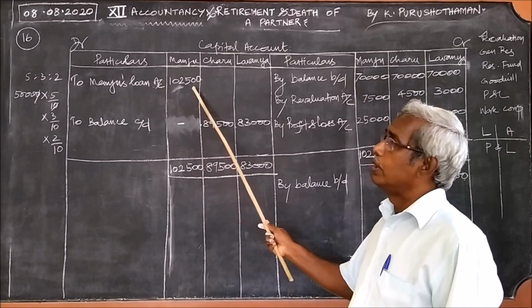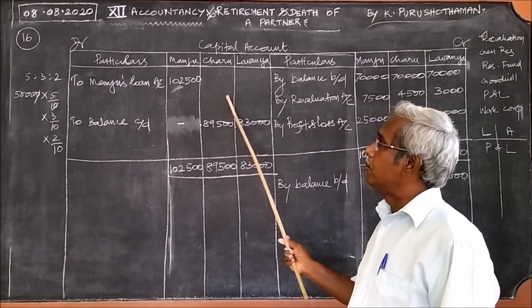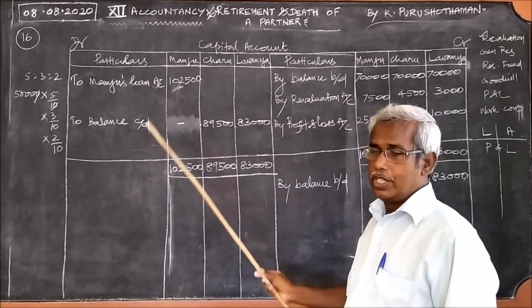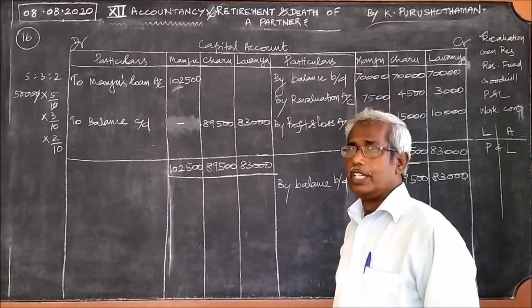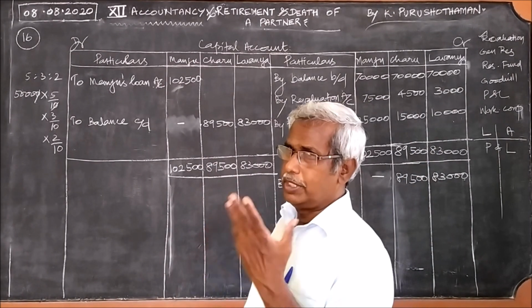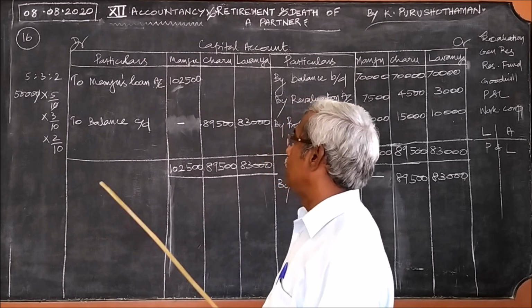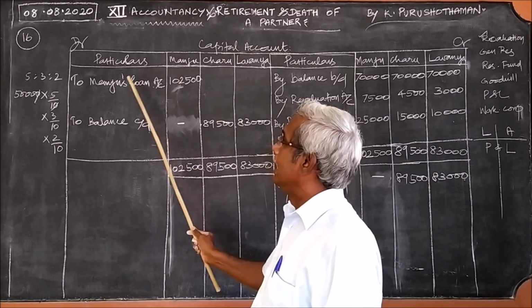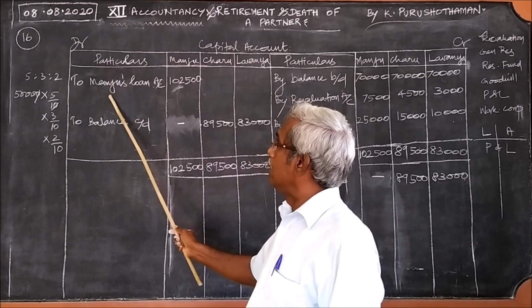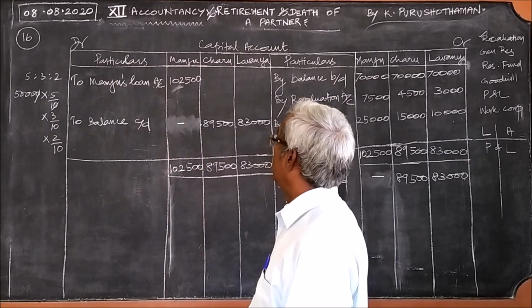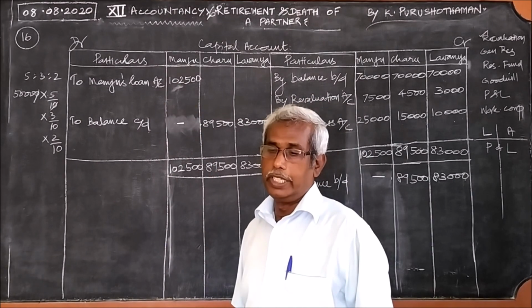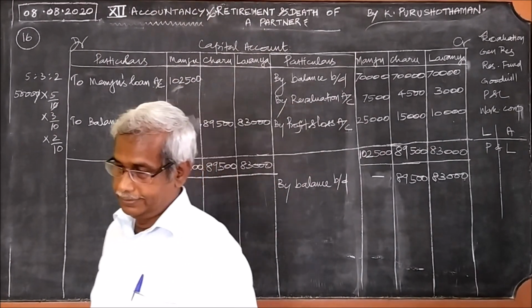Then how should it be shown in the account? If the amount is paid off immediately, we can write by bank account. Since no such instruction is given regarding the payment, in that case what we should write? We should retain the amount due to the retiring partner in the name of their loan account. That is Manju's loan account, 1,02,500. That we have shown separately. Okay, that's all for today. Thank you.